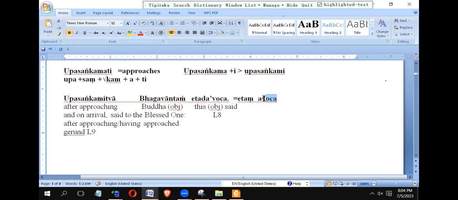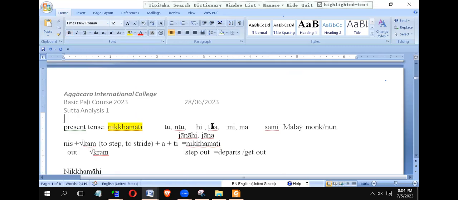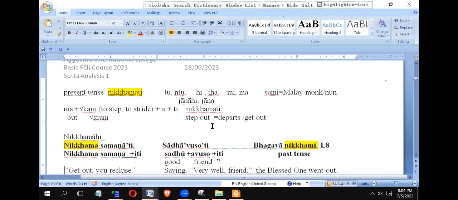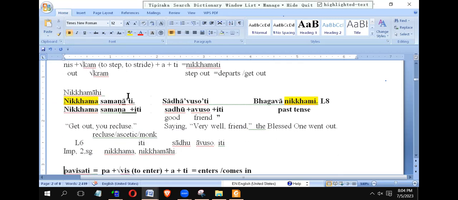Now this is also another, but it's a different form. It finishes with a, avocha. So this is also another past tense, but it's not like the one we see. I'm also not sure what kind of past tense it is. Okay, this we already saw. Nikkhama is an imperative second person, get out. But this nikkhami is an Aorist here.